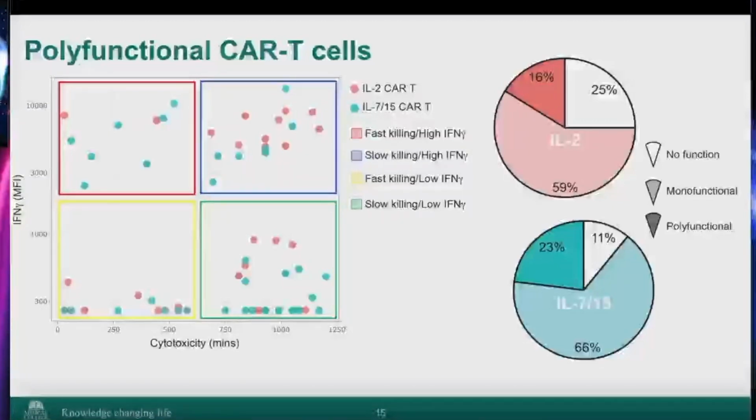And so if you compare then in the pie charts to the right, the amount of polyfunctionality of IL-2 versus IL-7 and IL-15 primed CAR T cells, and if you also look at the frequency of non-functional CAR T cells, what you'll see is that the IL-7 and IL-15 primed CAR T cells had a much higher polyfunctionality and had a much lower frequency of non-functional CAR T cells. Again, suggesting that IL-7 and IL-15 is more beneficial during manufacturing if the desired result is to increase the cytotoxicity and cytokine secretion by your CAR T cells.